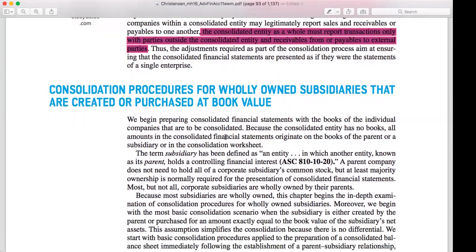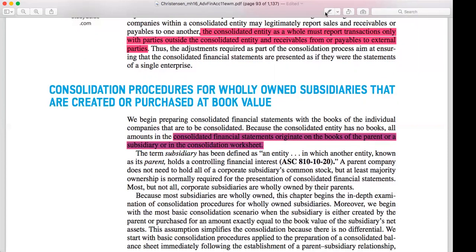So this is preliminary information stating that we prepare the consolidated financial statement with the books of the individual companies that are to be consolidated, because the consolidated entity has no books, all right? So all amounts in the consolidated financial statement originate from the books of the parent or a subsidiary in the consolidation worksheet. All right.